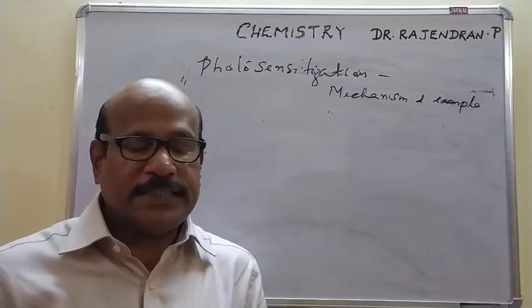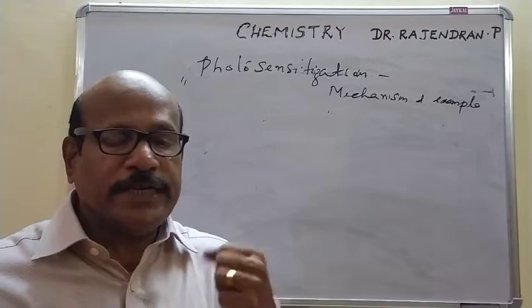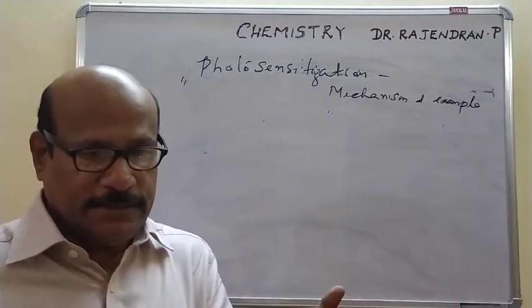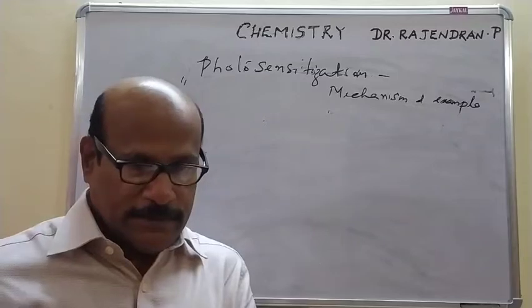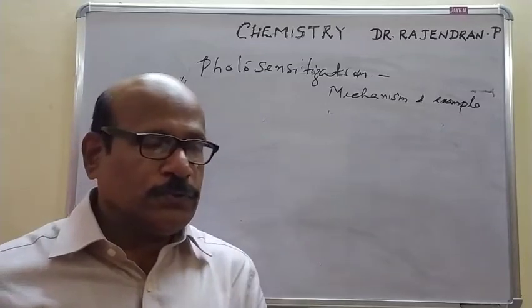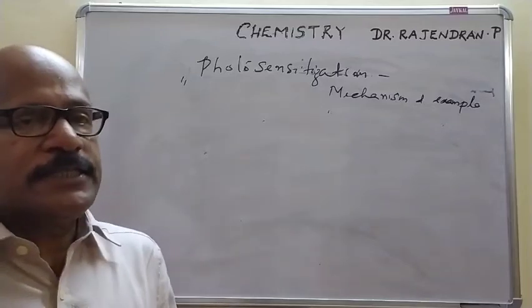So in a photosensitized reaction, the sensitizer is a donor because it donates the radiant energy that it gets, and it is given to the reactant molecule. Therefore, the reactant molecule is called the acceptor.